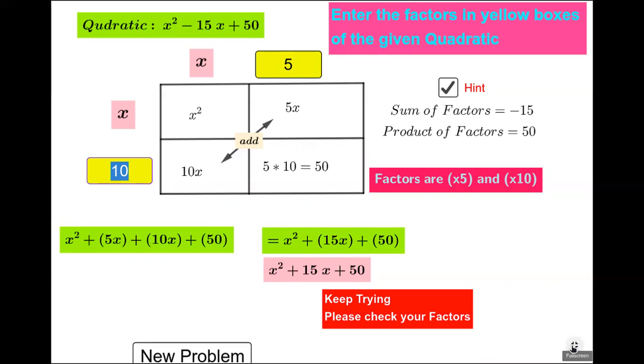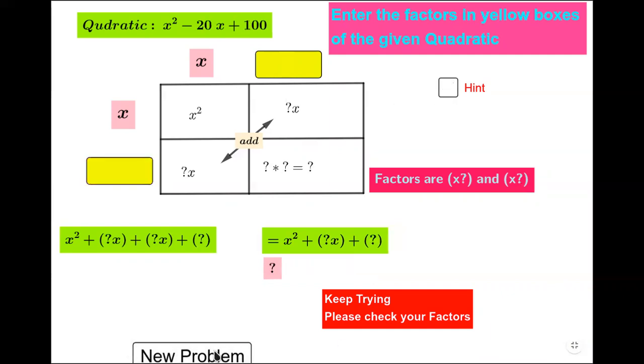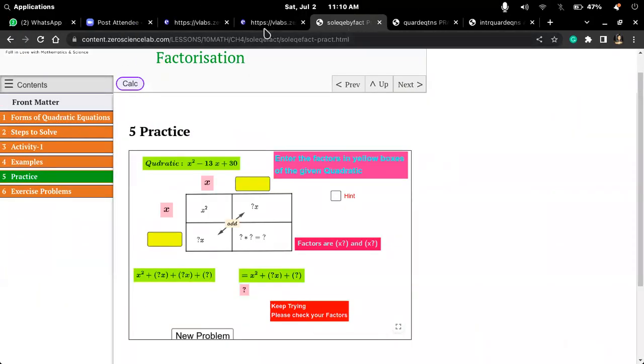So initially they go through the trial method and finally they come up with the correct solution. So any number of problems we can give for the students to practice and identify the factors of that one.